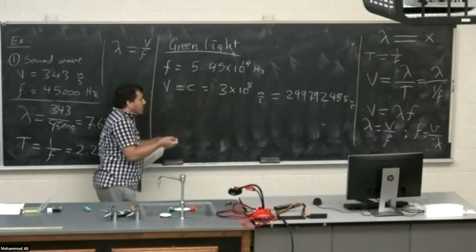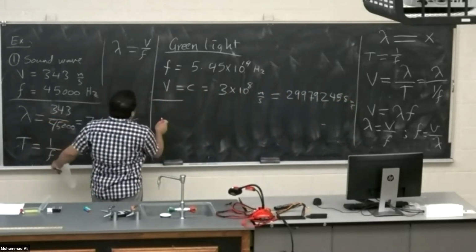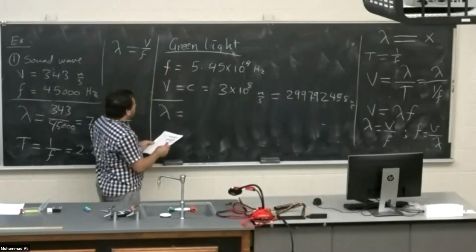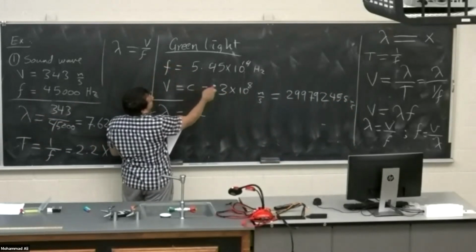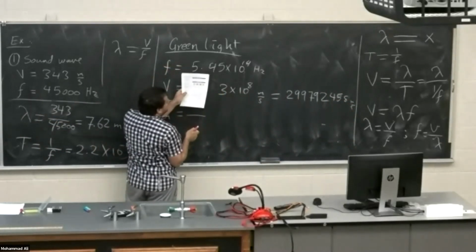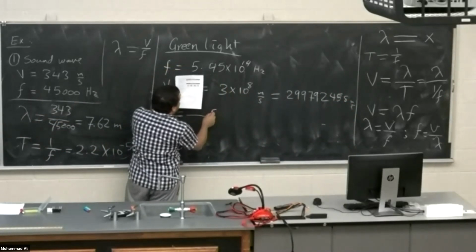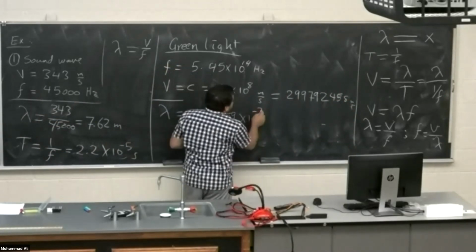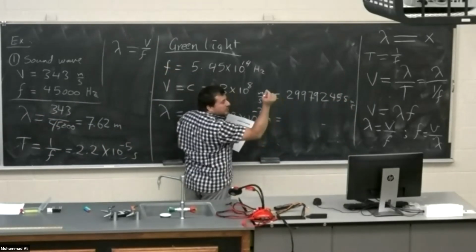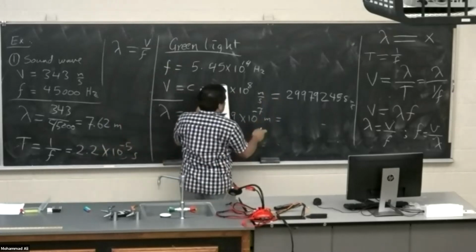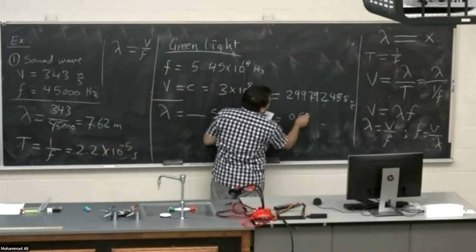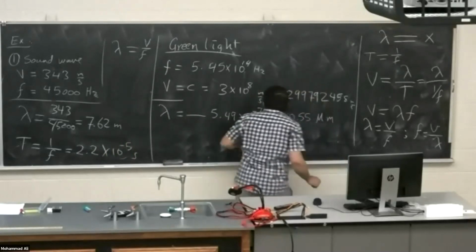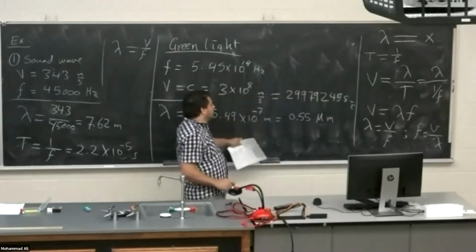It's the same. Okay. What do we need to find? We need to find lambda, the wavelength for the green light. You will see it is the velocity over the frequency. This over this will be equal to 5.49 multiplied by 10 to negative 7 meters. It is very short, which is equal to 0.55 almost, I round this, micrometer. Micro, which is 10 to minus 6.